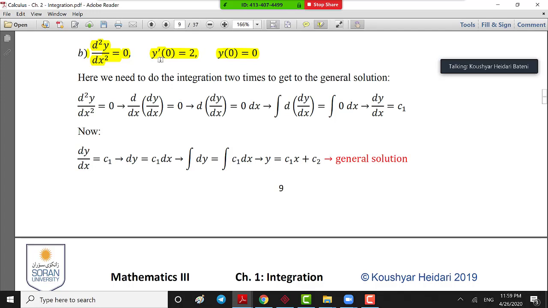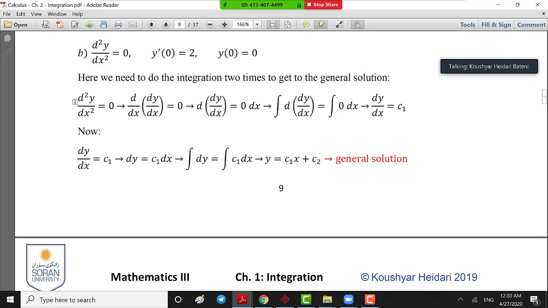Although here we cannot say that y is equal to the antiderivative of 0, we can still solve this problem by taking the antiderivative two times, right? This thing that I said is better shown when we use the integral sign, right? Actually, here we need to do the integration two times to get to the general solution, right? Look and learn how we do that.